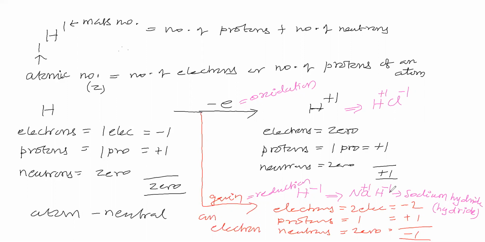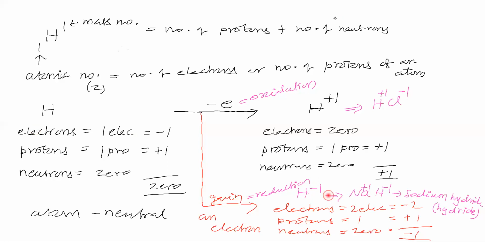Like this it is possible. So if an atom loses one electron, it will get a plus 1 charge. Loss of an electron is called oxidation. If an atom gains an electron, it will get a minus 1 charge. Gain of an electron is called reduction.